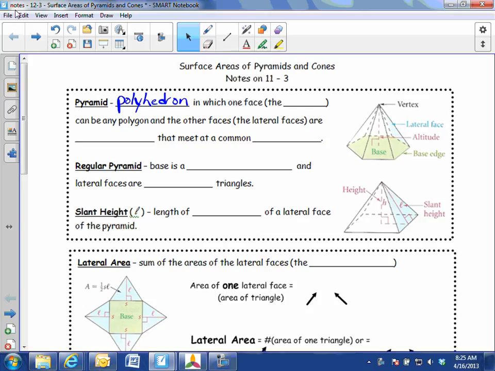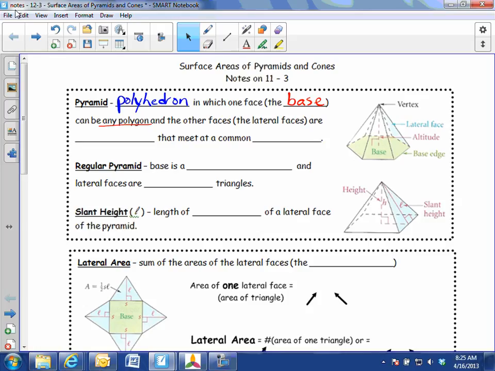This just means it's a figure made of polygons. Okay, so each side, or each face, is a polygon. So in this case, we've got triangles, and this is a square. Okay, so in which one face, which we call the base, can be any polygon. Okay, so the bottom, the base of a pyramid can be any polygon.